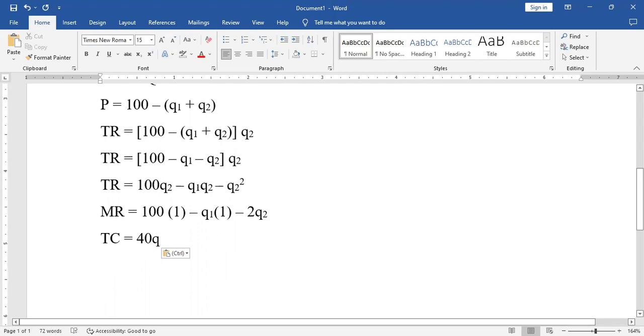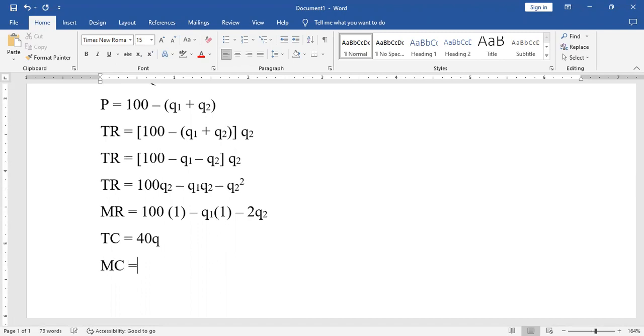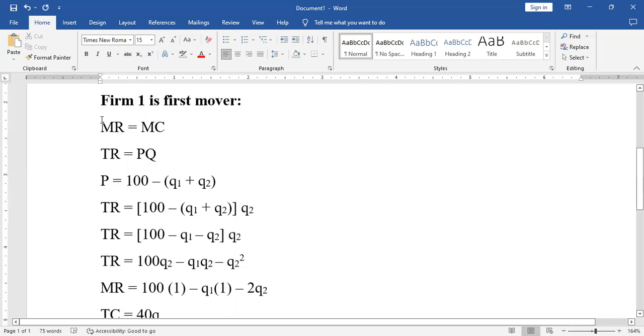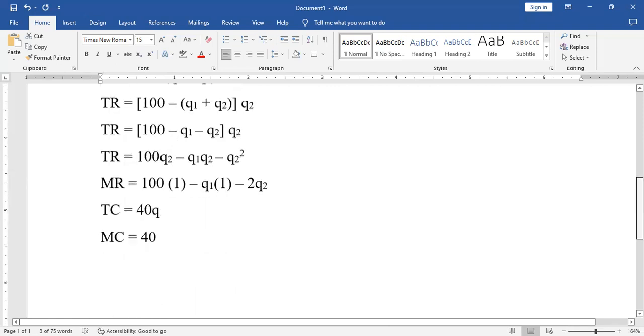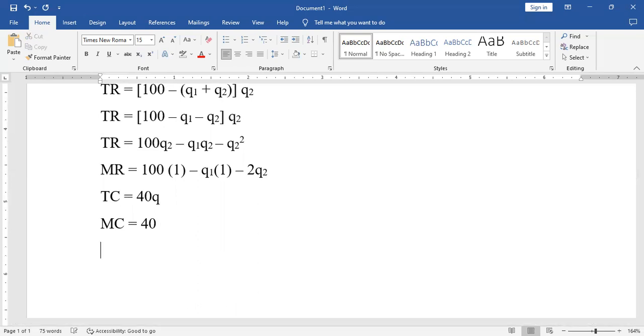This is 40Q2. When we derive it, this one is raised to the power 1 multiplied by 40, which will be 40. Then 1 minus 1 will be 0, and anything raised to the power 0 will be 1. So the Q will render itself to be 1, and we shall just remain with 40. So now we have the marginal cost and the marginal revenue. Having said that, we're going to set the profit maximizing condition, which is that marginal revenue should equal marginal cost. So MR should equal MC.